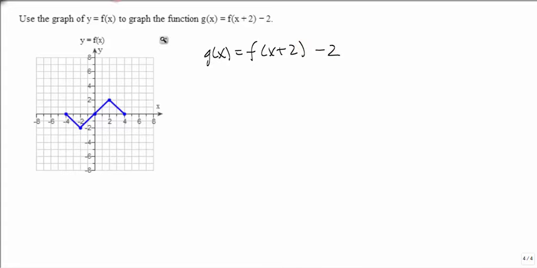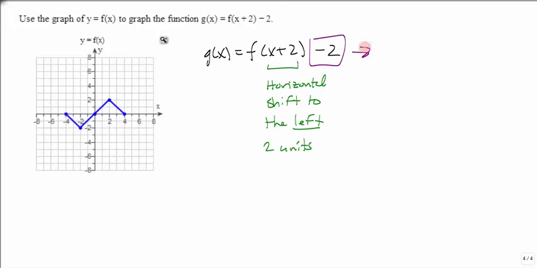So I see two transformations here. I have one that's within the argument, so that's going to be a horizontal. It's going to do the opposite of what we think. So this is a horizontal shift to the left 2 units. Now it's opposite of what you think because it's within the argument. Now over here, this is on the outside of the argument, so this is a vertical, and it's going to do exactly what you think. This is a vertical shift down 2 units.